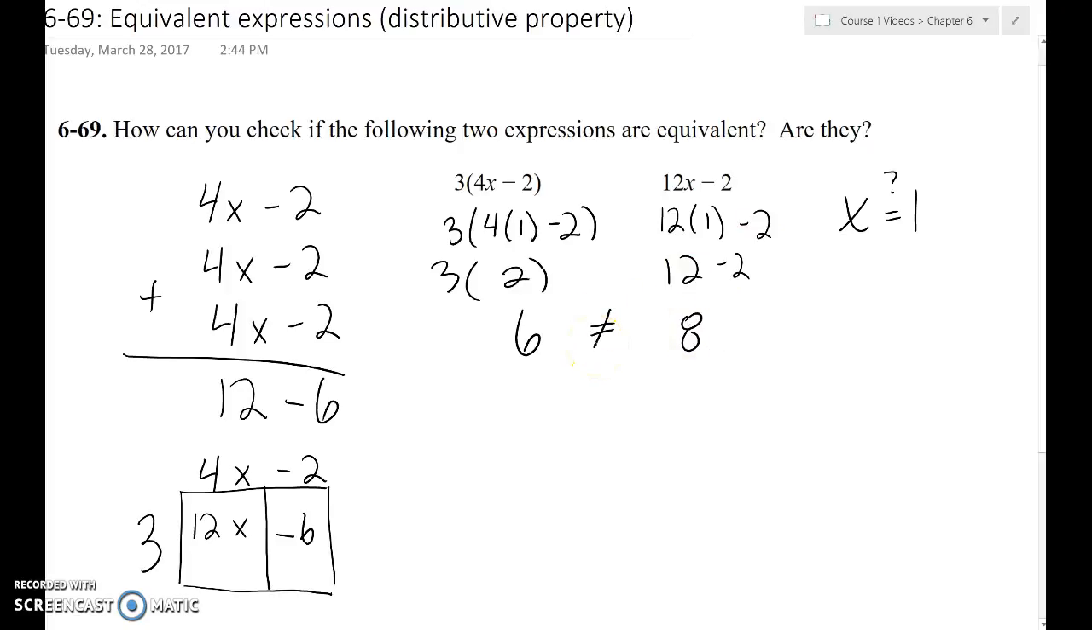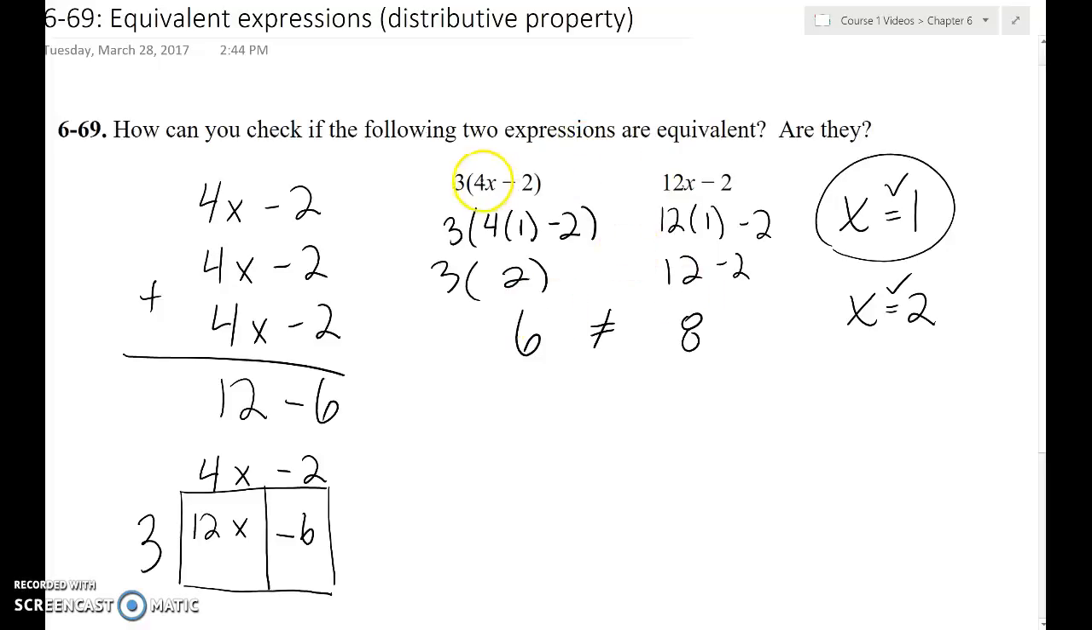If somehow I got really lucky and the expression did work for 1, that doesn't necessarily prove that these are equivalent, which is kind of a trip. It proves that they were equivalent from when x was 1. So I do want to try something else, maybe like x was 2. And if I plugged in 2 for x and still got that they were equal, then I would feel pretty confident to say that the two expressions were equivalent.